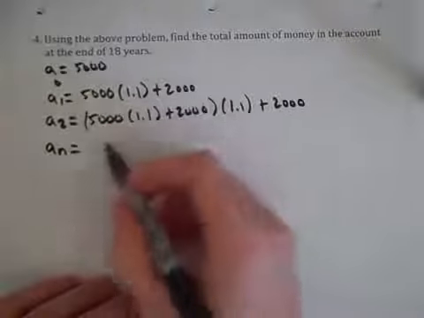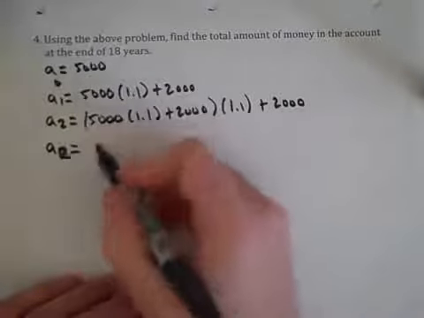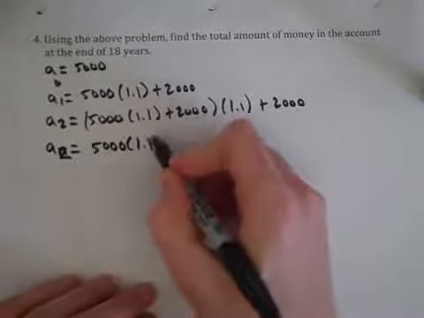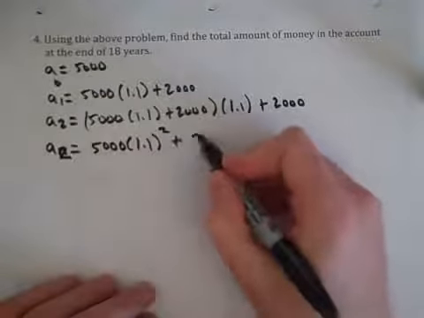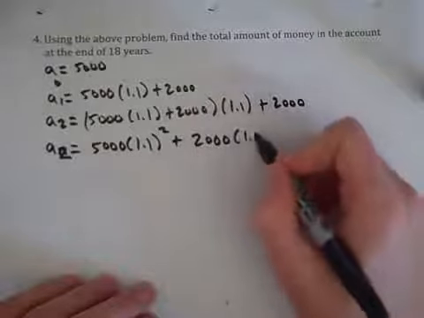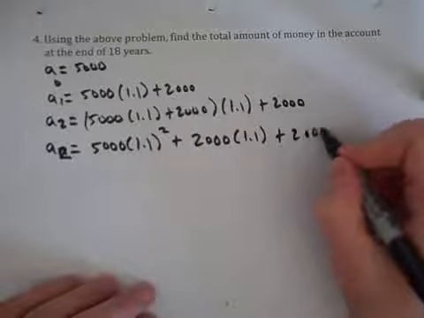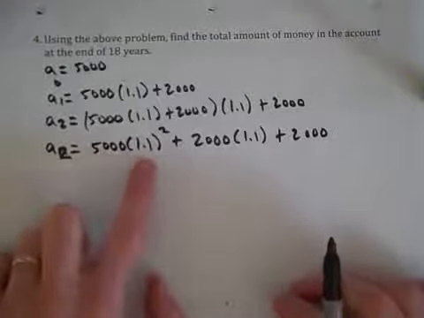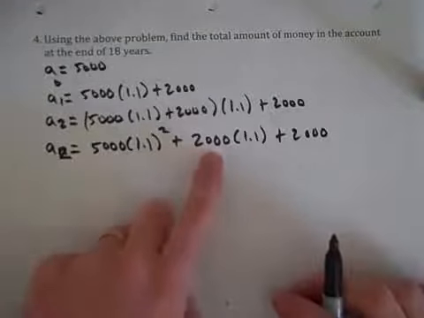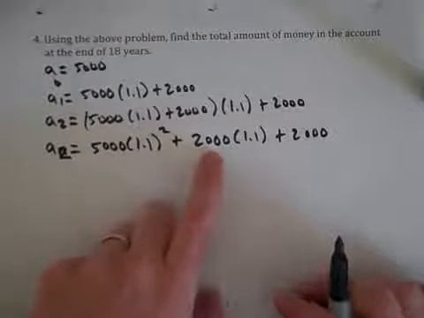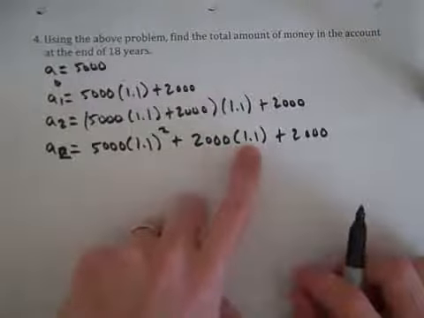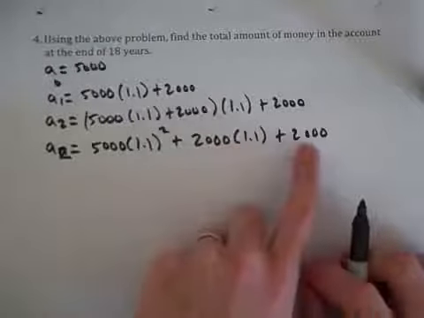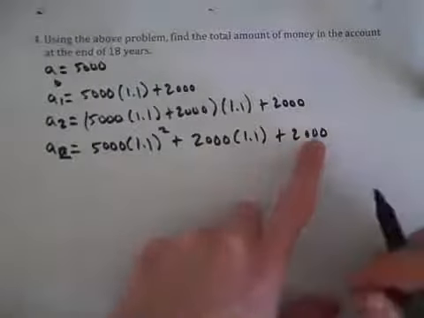So if I do this out one more time, just so I can notice the pattern, you're going to have $5,000 at the end of 2 years. The $5,000 will have interest 2 times. The first $2,000 additional amount will have interest of 10%, but times 1.1. And then at the end of the year, add another $2,000.